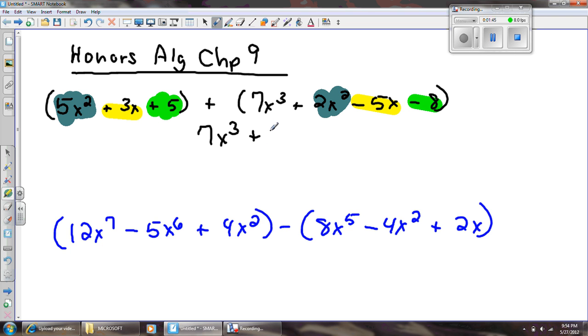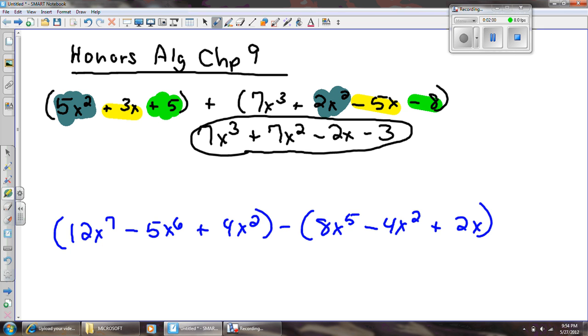There's 5x squared over there and 2 more x squared, so now I have 7x squared. In yellow, it looks like I have a negative 2x, and the greens are going to yield a negative 3, and there you go. Okay, this would be a polynomial.